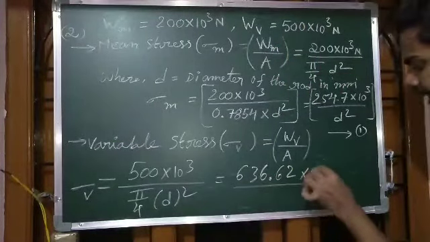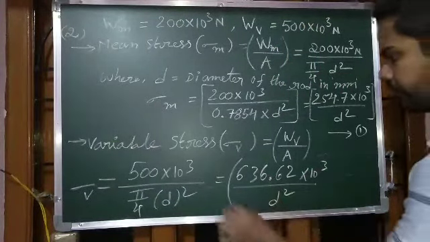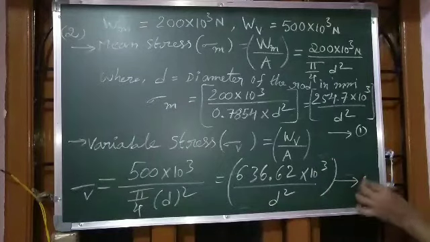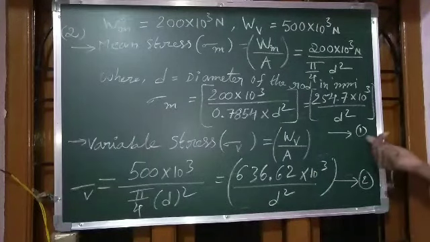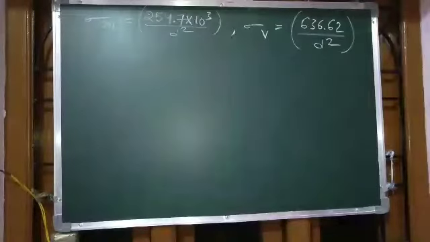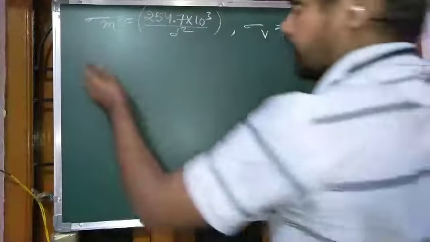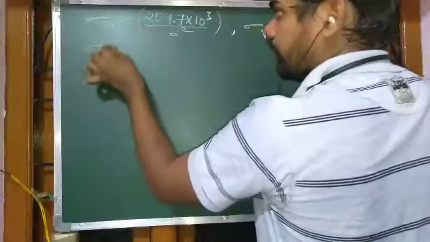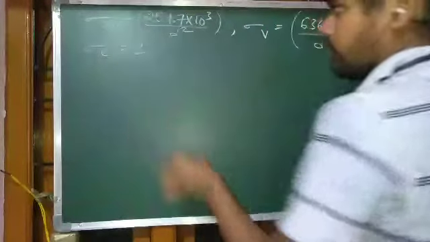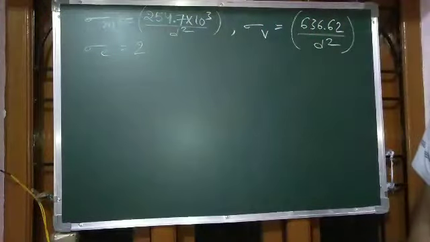630.62 into 10 cube divided by d square. Okay, is it okay? 2. So 1 and 2 are mean stress and variable stress. And again, sigma E is already given in the question. What is the value of sigma E?